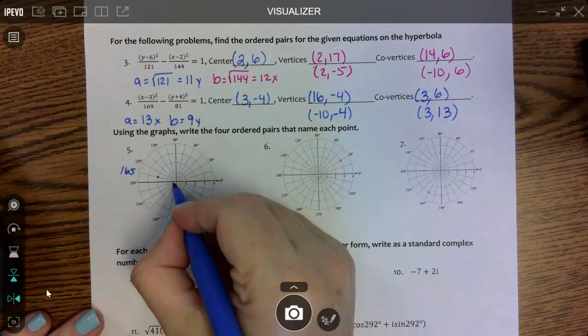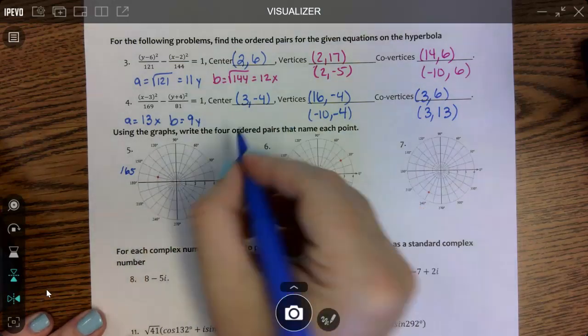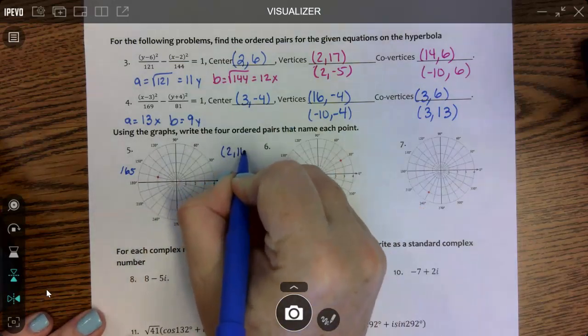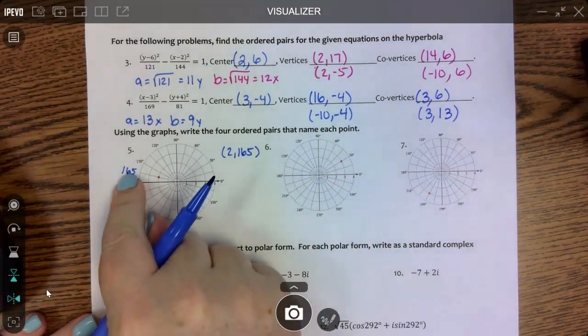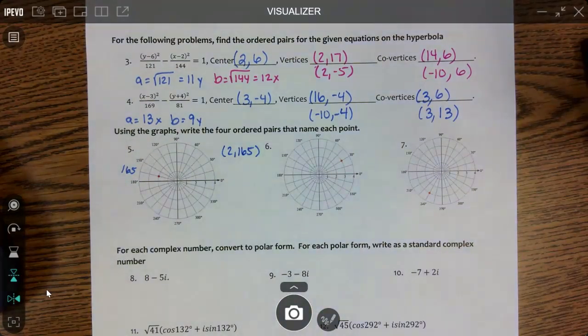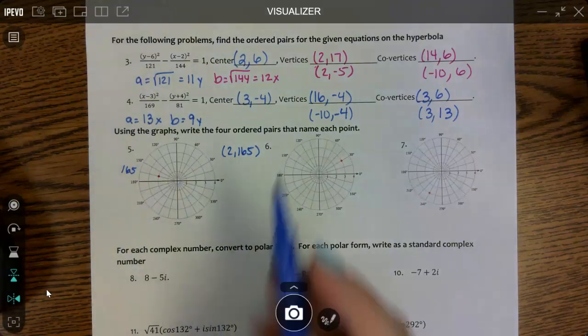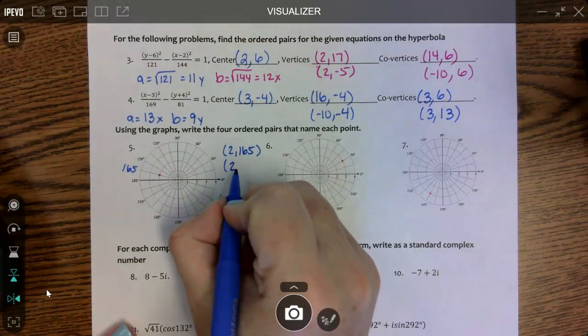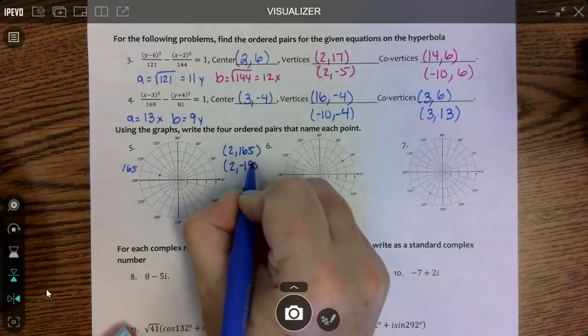So this ordered pair would be 2 and 165. Now remember, we can subtract 360 from that. So 165 minus 360 gives us 2 and negative 195.